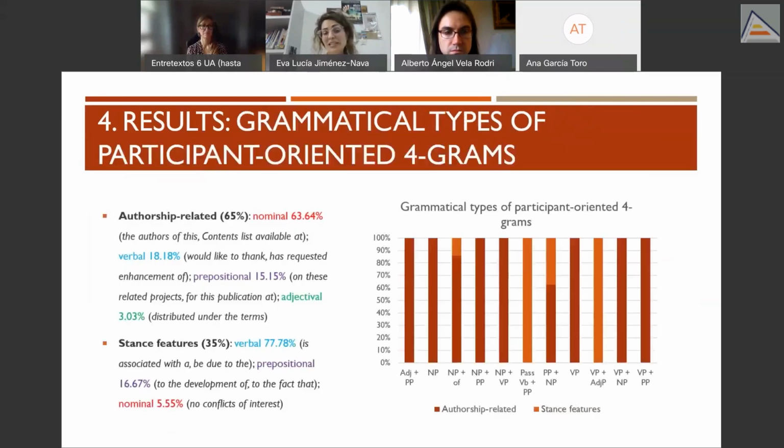In terms of the grammatical types, nominal phrases were the most recurrent ones in the group I added, authorship related, such as the authors of these or contents list available at, and then it was followed by verbal phrases. But in stance features, I mean, when they gave their evaluations of the experiments, they used to use verbal phrases such as is associated with or be due to the.